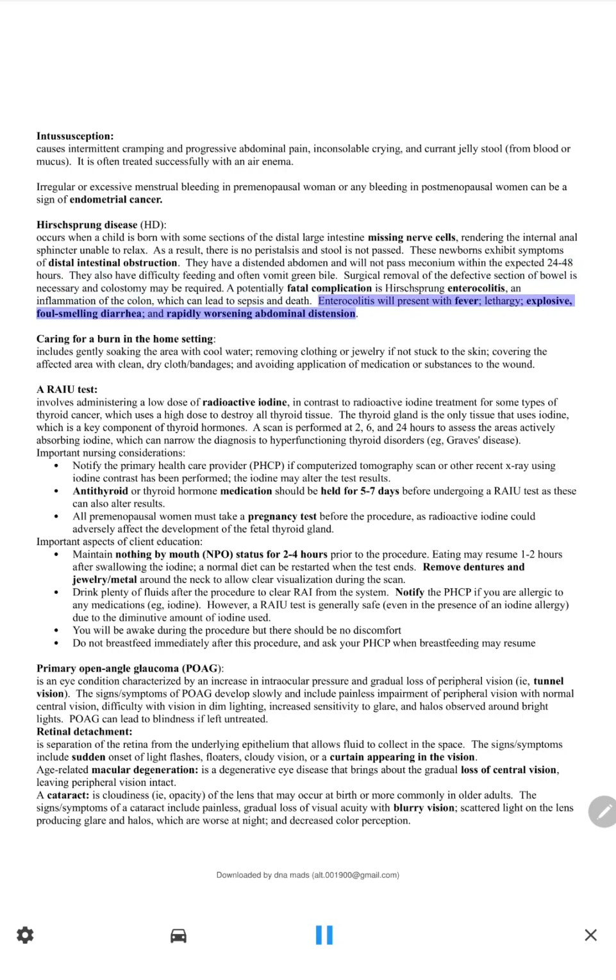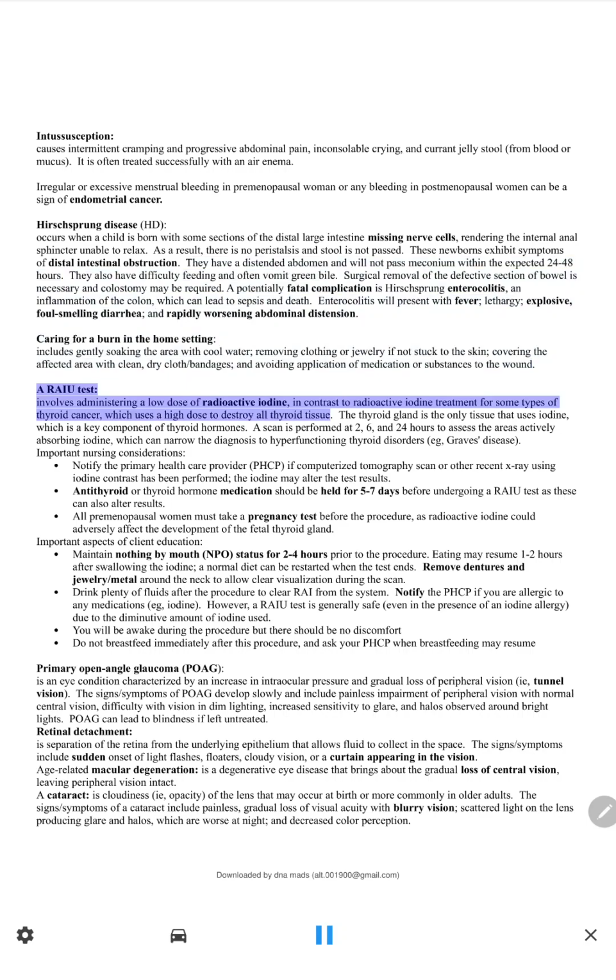Enterocolitis will present with fever, lethargy, explosive, foul-smelling diarrhea, and rapidly worsening abdominal distension. Caring for a burn in the home setting includes gently soaking the area with cool water, removing clothing or jewelry if not stuck to the skin, covering the affected area with clean, dry cloth, bandages, and avoiding application of medication or substances to the wound.